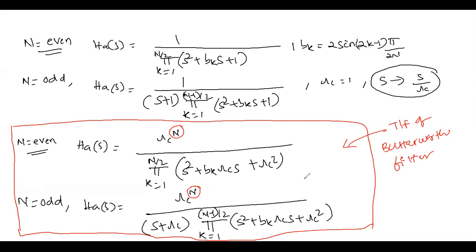Here I will write that n is the order and bk is 2 sine of (2k minus 1) pi by 2n. So this is the thing. In the transfer function of a Butterworth filter, n is the order of the filter, and the coefficient bk is 2 sine of (2k minus 1) pi by 2n. Okay, this is the complete derivation.